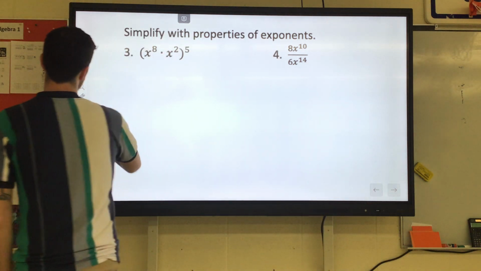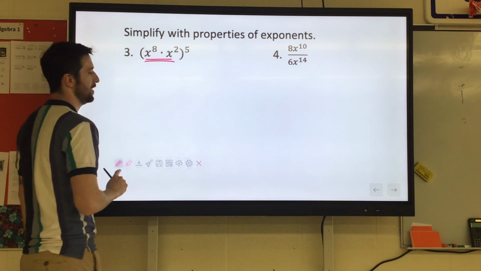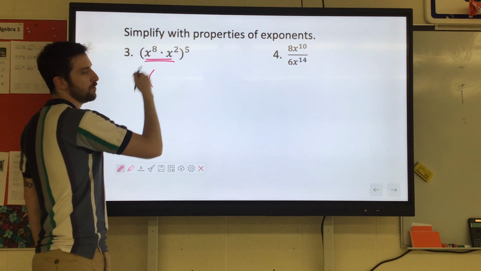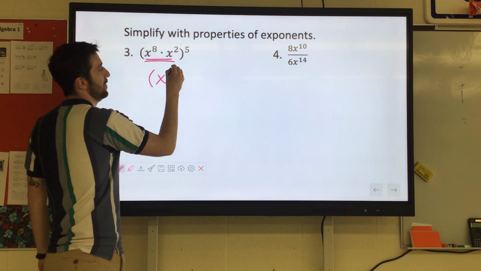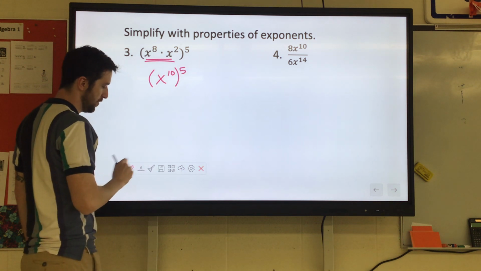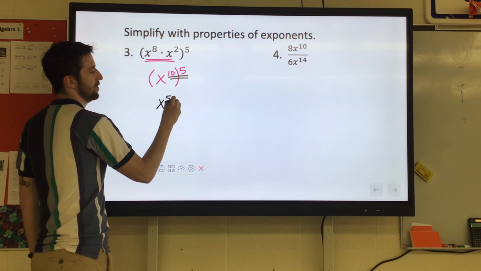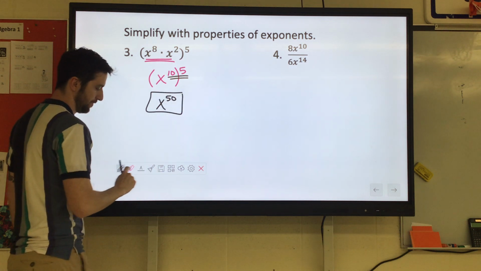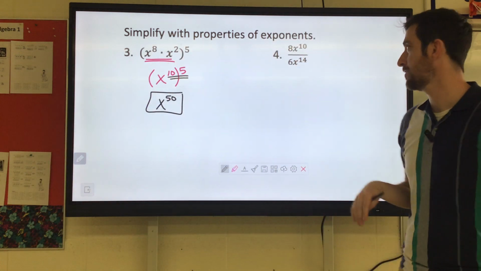Now, if you were looking at number 3, what I would do would be combine these two inside the parentheses together. When you multiply with the same base, you just add the exponents. So that would be x to the 10th in there. And now when you go power to a power, that's where you multiply. So that would give us x to the 50th. That's old Algebra 1.